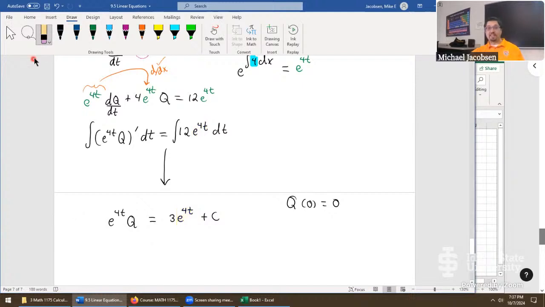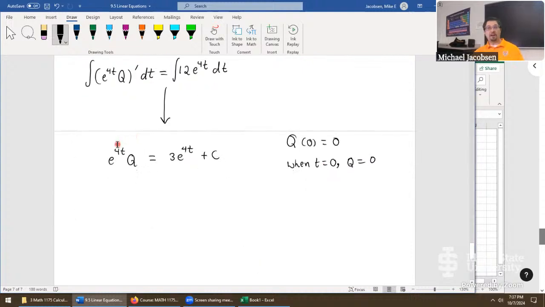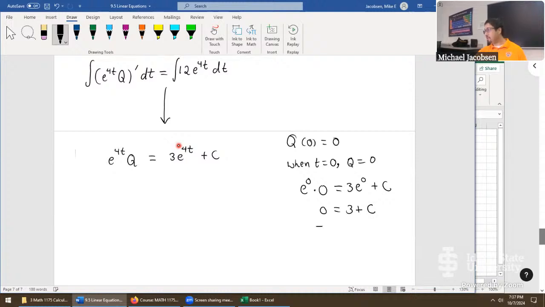So next step, we'll get the initial value. This one's not so bad. It says when t equals 0, q equals 0 as well. So plugging that in, we get e to the power 0 here, times 0 for q, that's kind of nice. Here we get 3 times e to the power 0, plus a constant. So that means the left-hand side is 0. The right-hand side is just 3 plus the constant. And so the constant must be -3. So we've got a value here now.